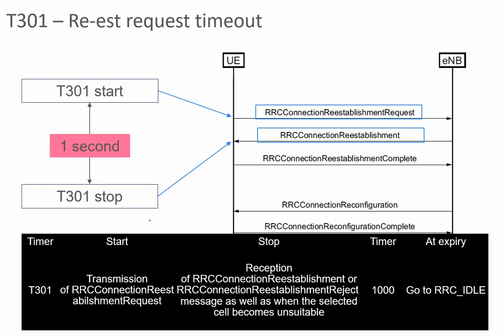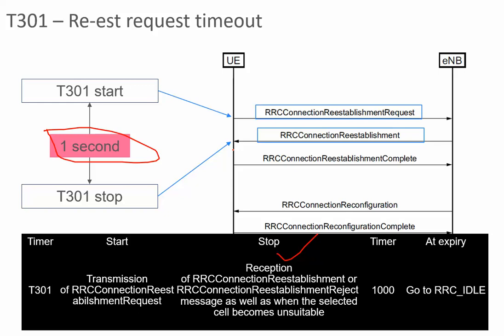The T301 timer starts when the RRC connection re-establishment request is sent. Suppose we set it to 1 second, then the UE waits 1 second to get a response. If we get a response within 1 second, then the timer is stopped, whether it is a positive or negative response, that is, an RRC connection re-establishment or a reject. When we receive this response, the UE stops the timer.